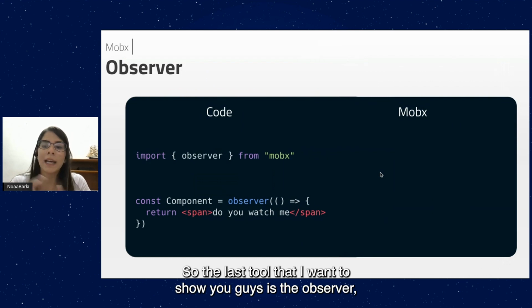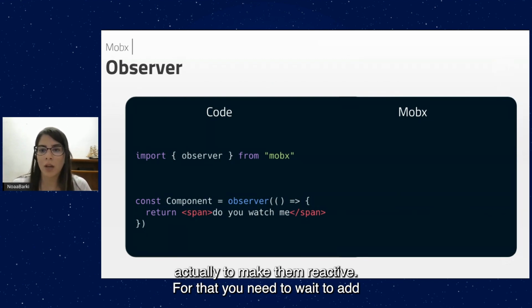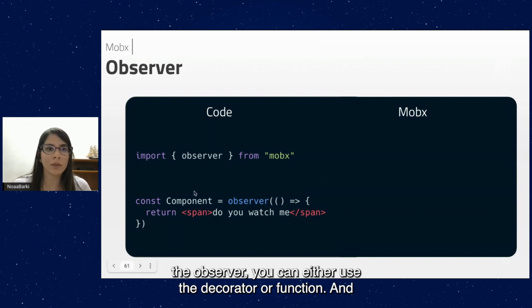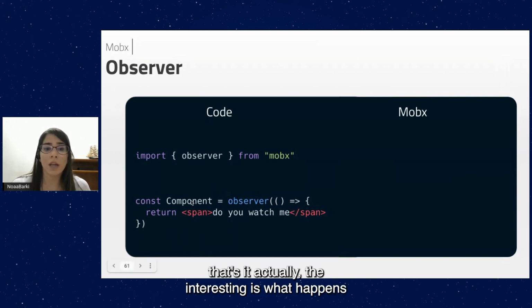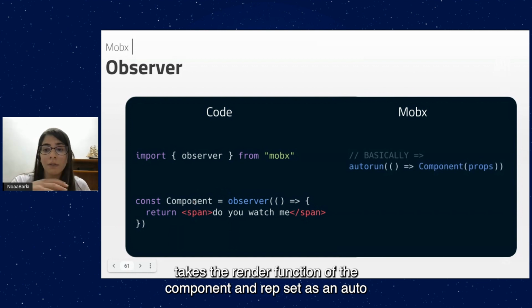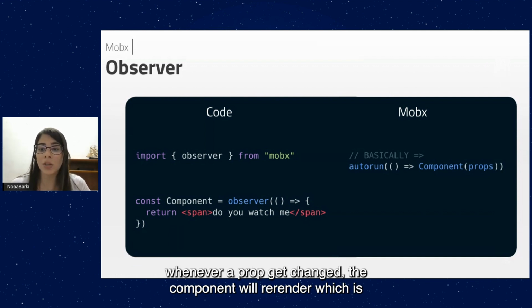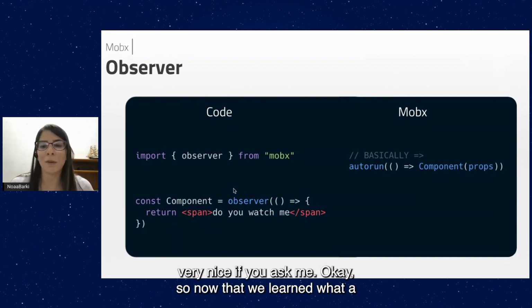Good. So the last tool that I want to show you guys is the observer, which is the way in MobX to connect React components and actually make them reactive. For that, you need to add the observer. You can either use the decorator or a function. And that's it, actually. The interesting part is what happens under the hood. When we call observer, MobX takes the render function of the component and wraps it as an autorun. So it observes all the props in the component. Whenever a prop gets changed, the component will re-render, which is very nice, if you ask me.